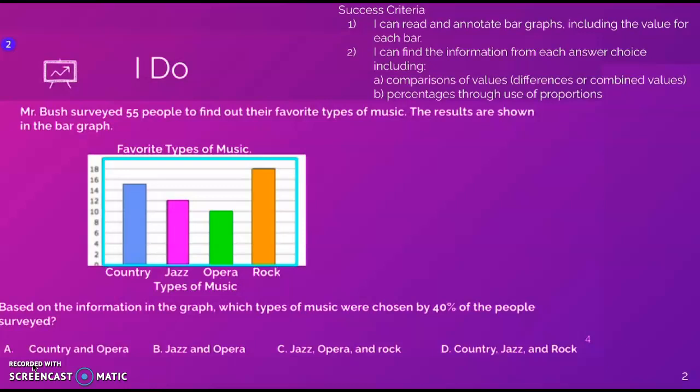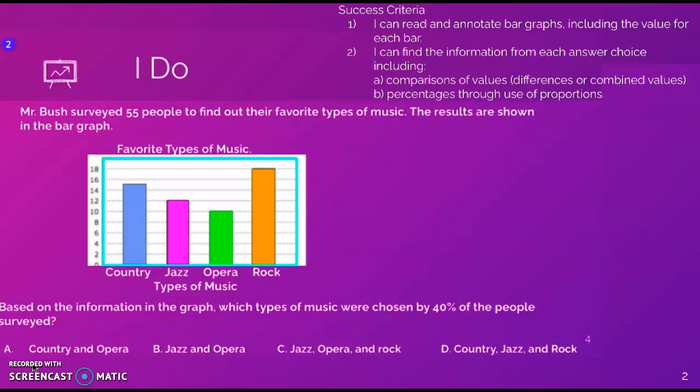And then the first thing I'm going to do, once I've already established the success criteria, is read the problem. Okay, Mr. Bush surveyed 55 people to find out their favorite types of music. The results are shown in the graph. Based on this information in the graph, which types of music were chosen by 40% of the people surveyed?